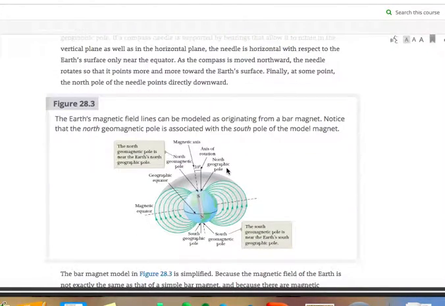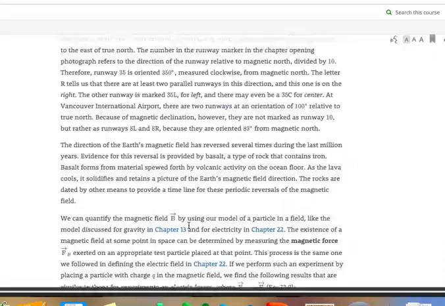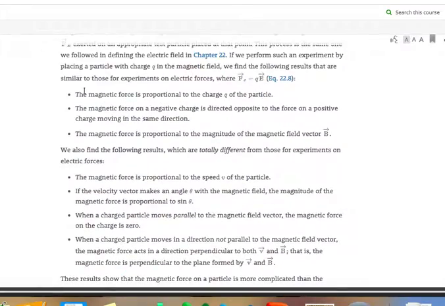I feel like it should go towards the north. No, that's correct. From the north magnetic pole. Here we go.